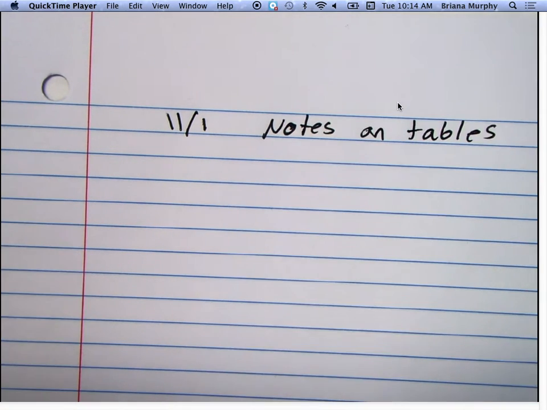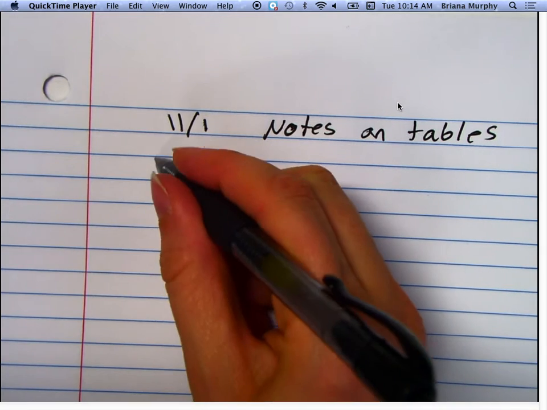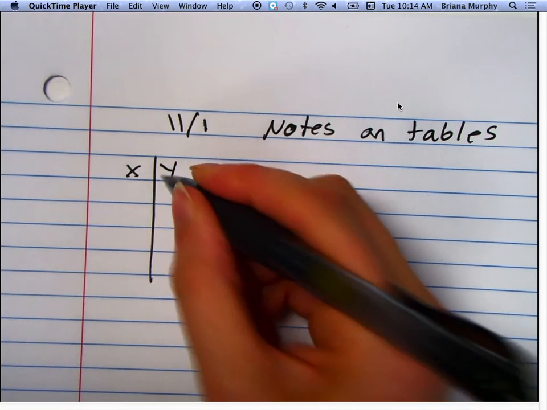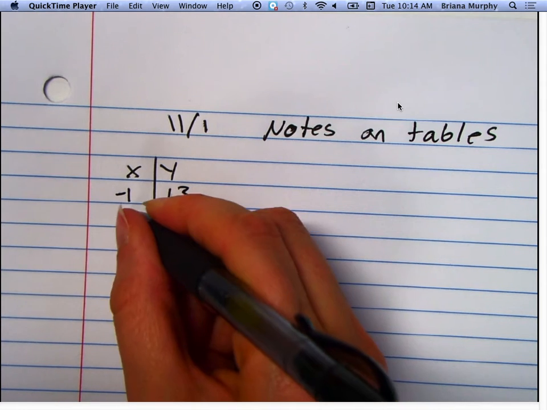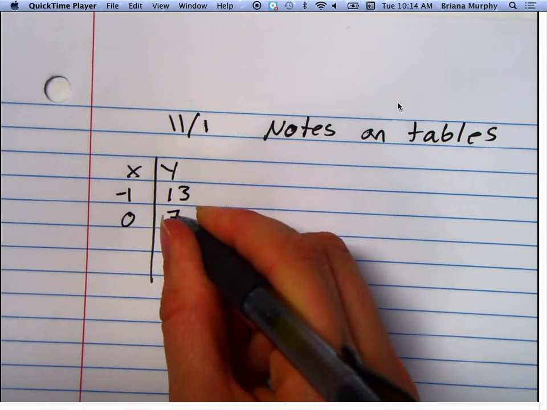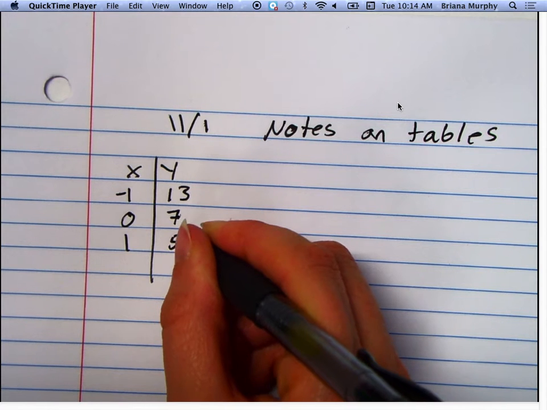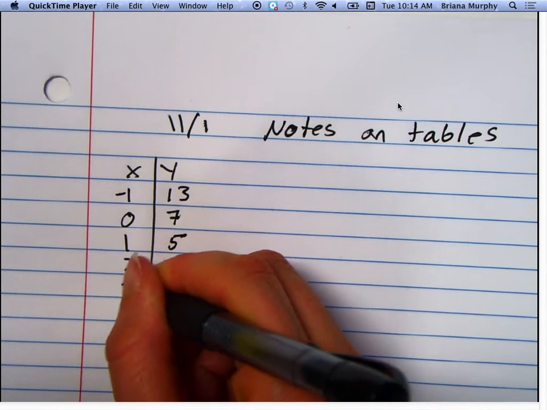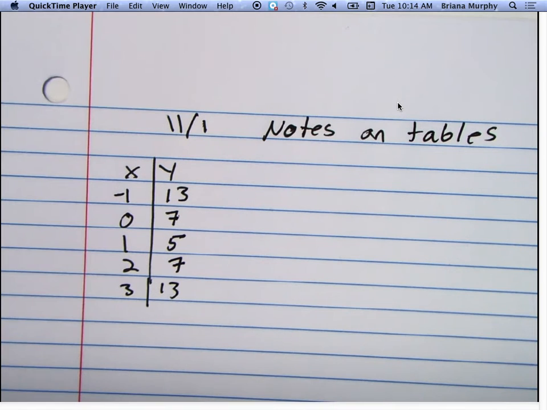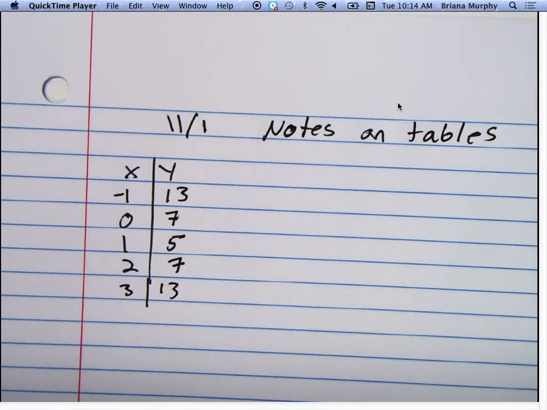Okay, so here's our startup. We've got x and y. We've got -1, 13, 0, 7, 1, 5, 2, 7, and 3, 13. I want to find the quadratic, and I want you guys to put it in standard form. What's the first thing that we do? Yes, Michelle? Find the differences.